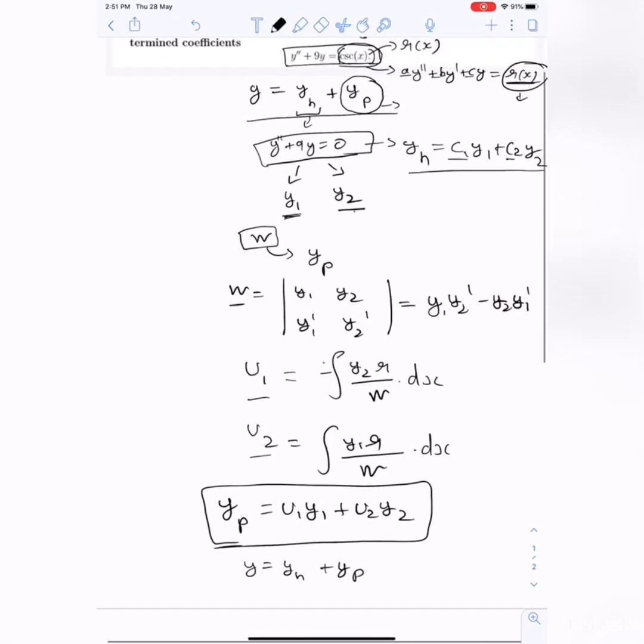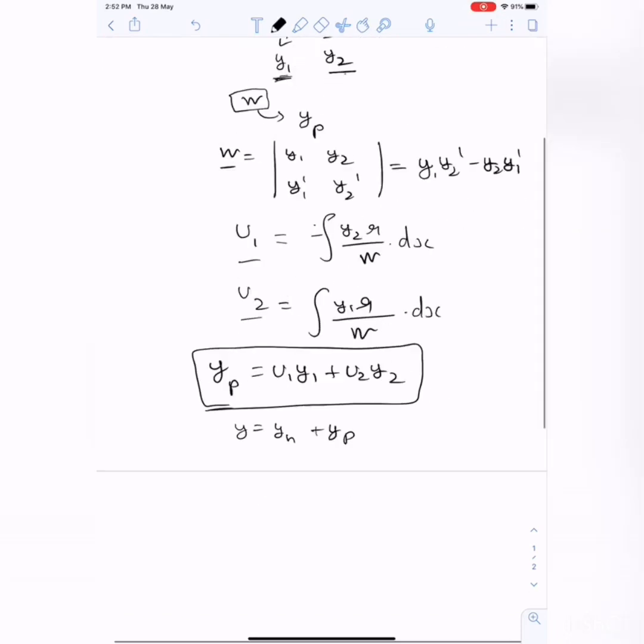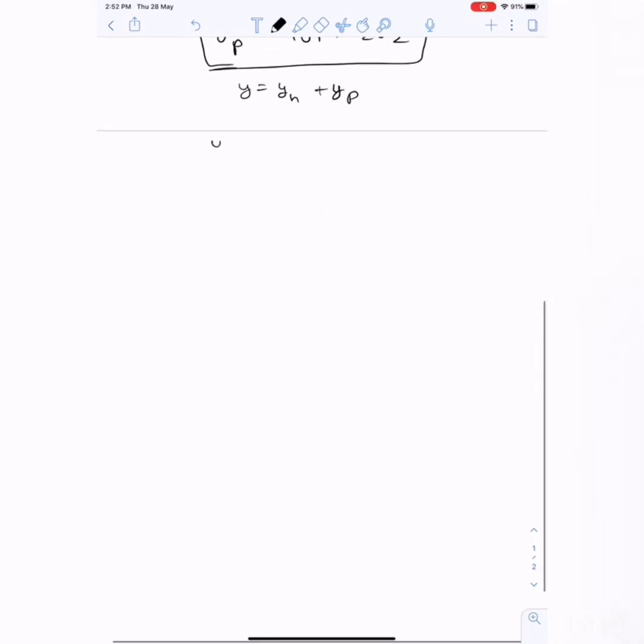So let's try to solve it. First we'll have to find y1 and y2, so let's find that. That would mean solving this equation. This is a linear second order homogeneous differential equation, and we know how to solve this.